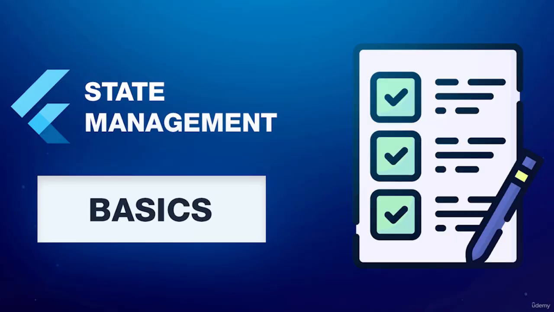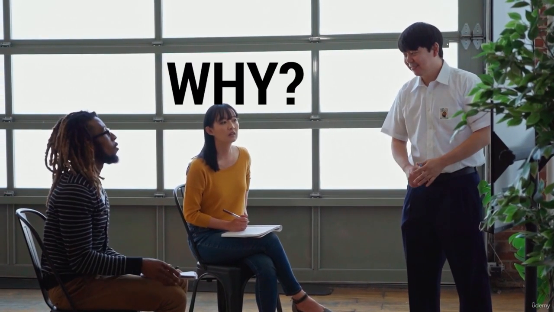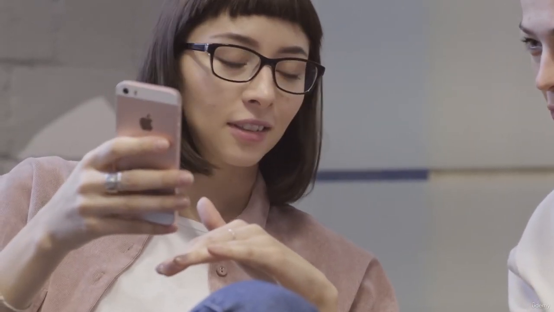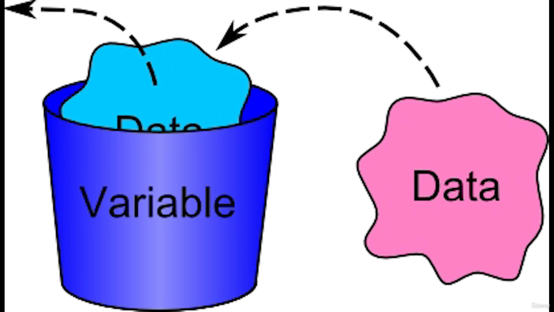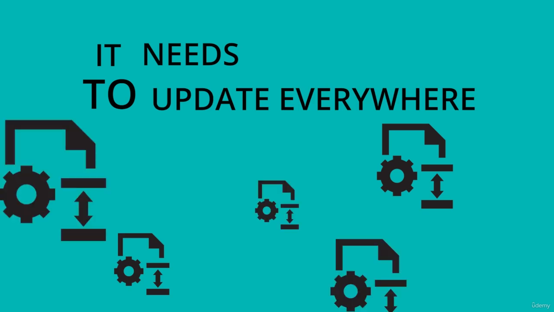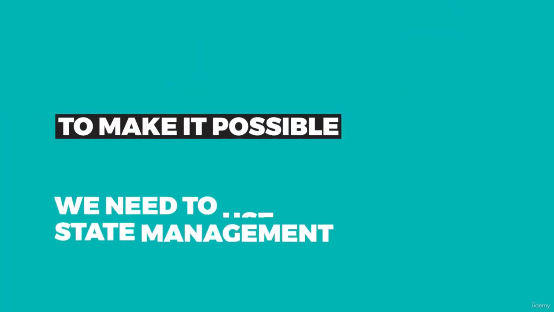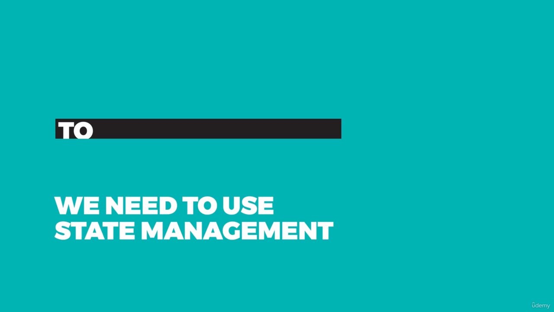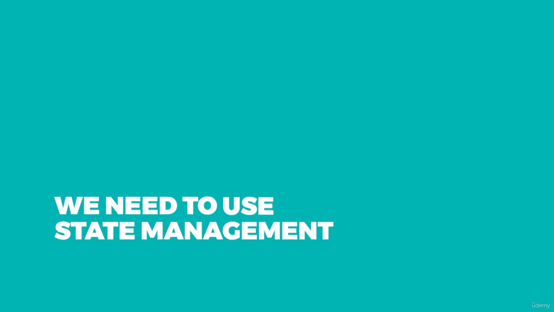Now at this point, let me tell you a few things about state management. So the next question you might want to ask is, why do we even need state management? Let me give you a quick example. Let's say we have a variable which will be used across different files. Whenever the state updates, it needs to update everywhere. To make it possible, we need to make use of state management.